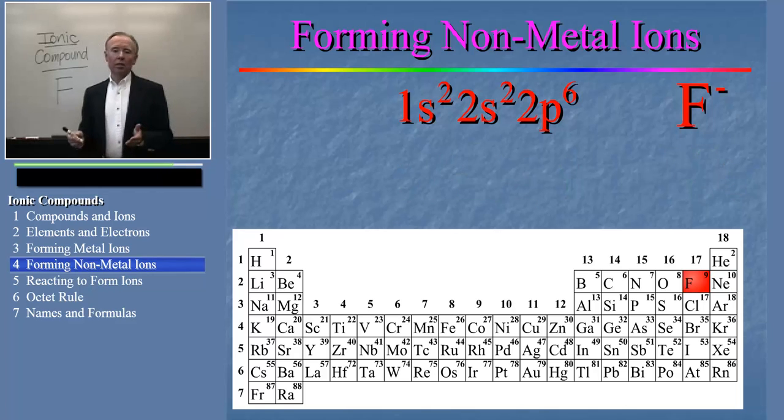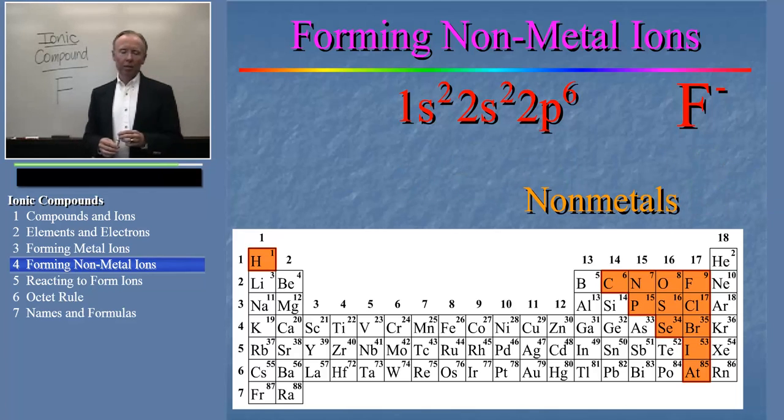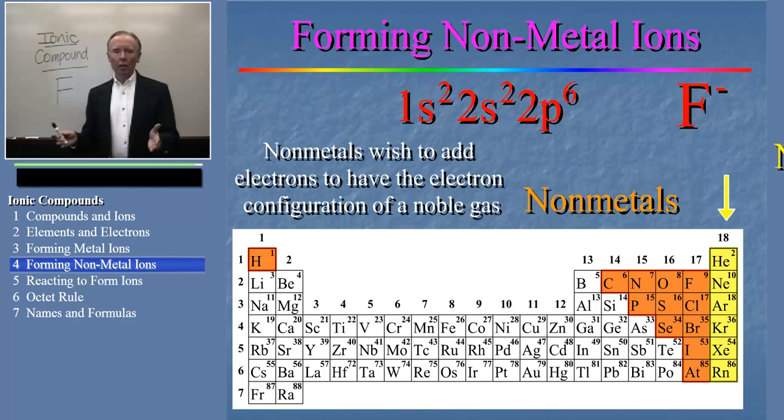Now, fluorine is a typical member of the nonmetals. In general, nonmetals wish to add electrons to obtain the electron configuration of a noble gas.